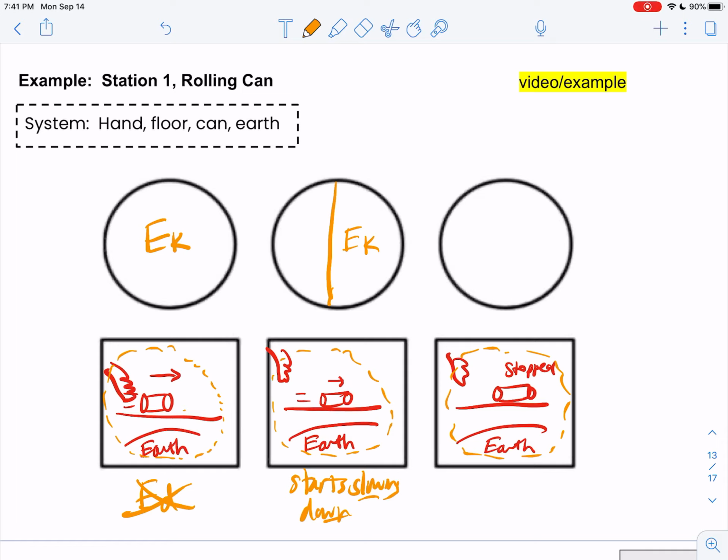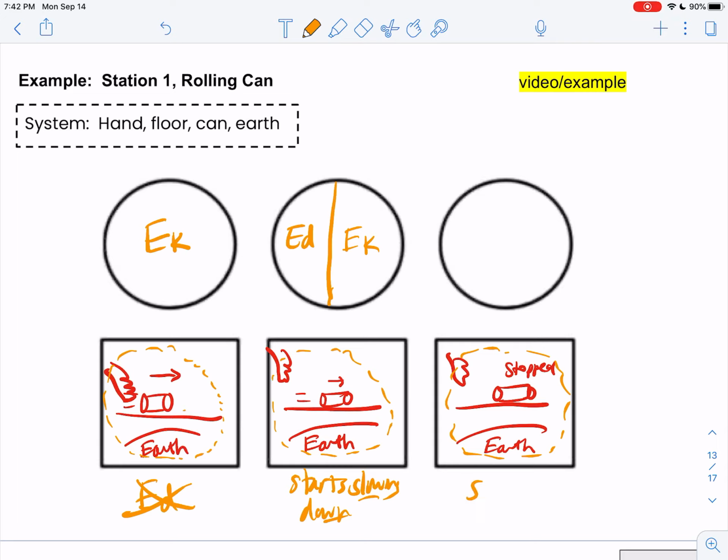But that energy has to go somewhere. It can't just disappear. It's not getting any higher, so there's no EG. There's no rubber bands or springs or anything, so there's no EE. So the only other choice is going to have to be dissipated energy, and that's what happens when the can rubs against the floor. That's heating up all those particles in the can and the floor a little bit, making everything a little bit hotter. So that's going to be ED.